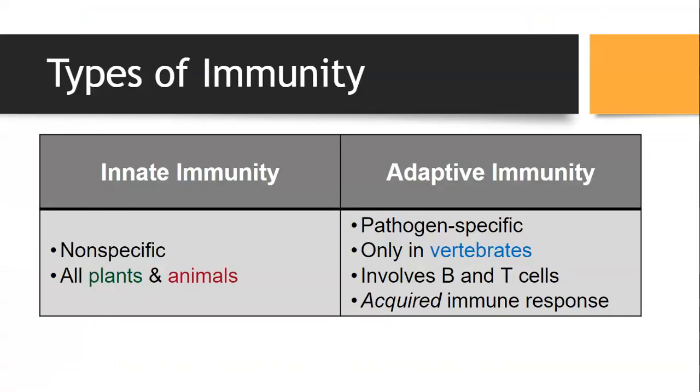Okay, touching on the immune system, I don't think you're really going to have to go in crazy detail. Just know that innate immunity is not specific. It is the one that you are born with. All plants and animals have an innate immunity to certain things. Whereas adaptive immunity is pathogen specific. Only vertebrates have this, and it's kind of our acquired immune response.